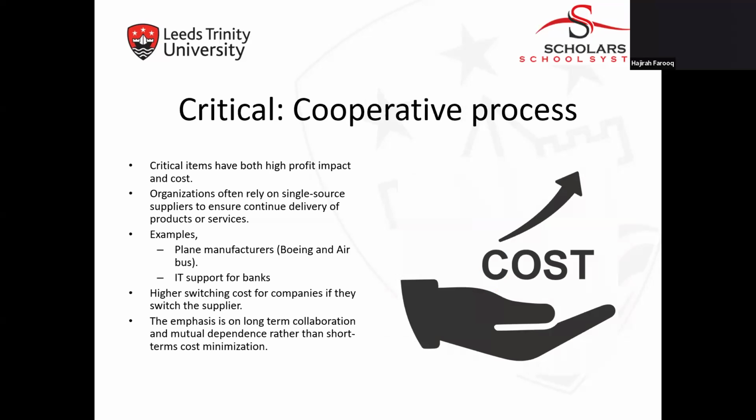Then we discussed the critical, cooperative process. The critical items have both high profit impact and high cost. Organizations often rely on single-source suppliers to ensure continued delivery of products and services. For example, plane manufacturers or IT support for banks. There are higher switching costs for companies if they switch suppliers under this theory, and the emphasis is on long-term collaboration and mutual dependence rather than short-term cost minimization.